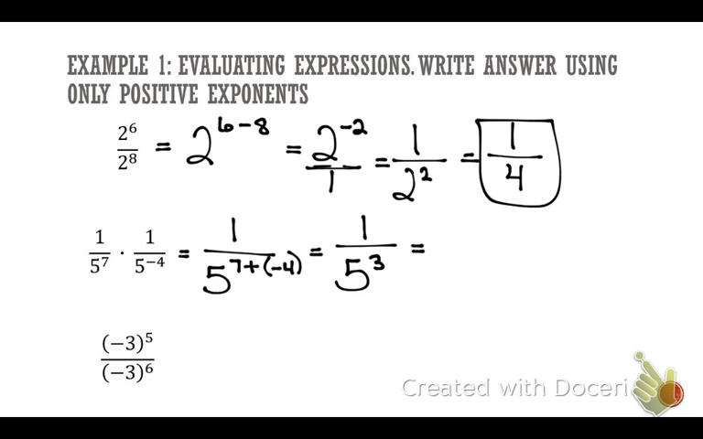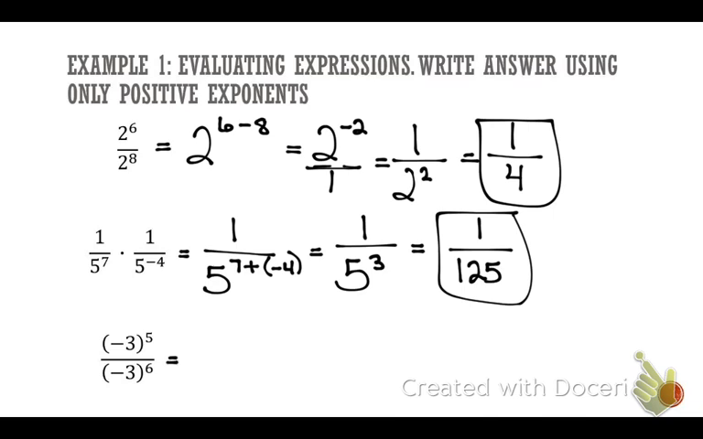Now I'm ready to evaluate. How do I know? Because my exponent is positive when I simplify my exponents. What is 5 to the third power? 5 times 5 times 5. Close, but 125. 25 times 5 is 125. So 1 over 125. Those exponents have to be positive before I can evaluate. Okay?